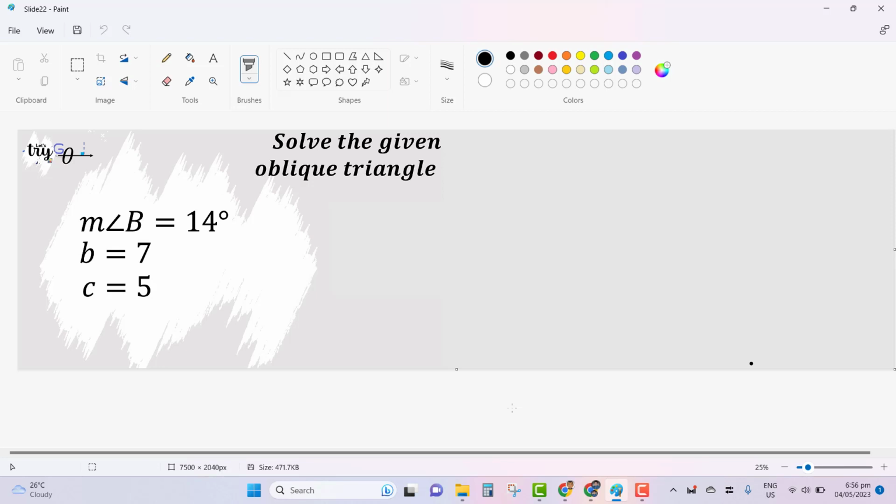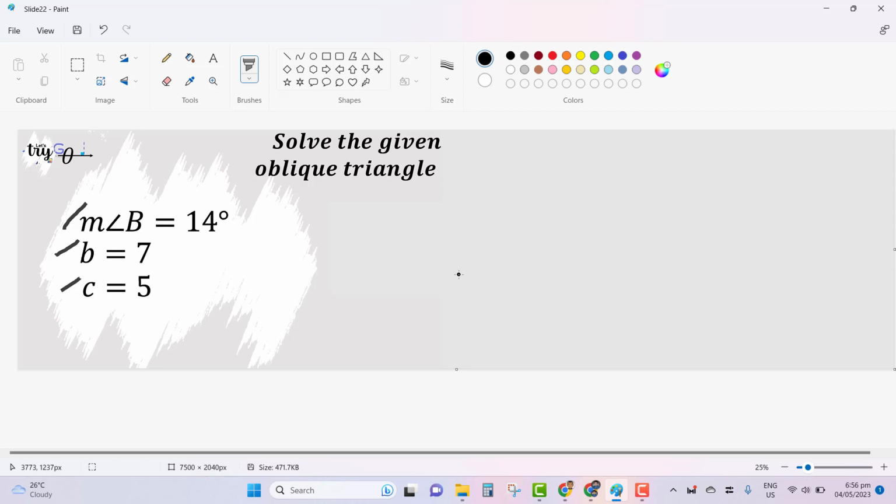When we say solving an oblique triangle, that means we need to solve or find the measurement of the remaining parts of the triangle. Here, we are given one angle. We are given two side measurements. But it's very important as well to look into the notations that are used.